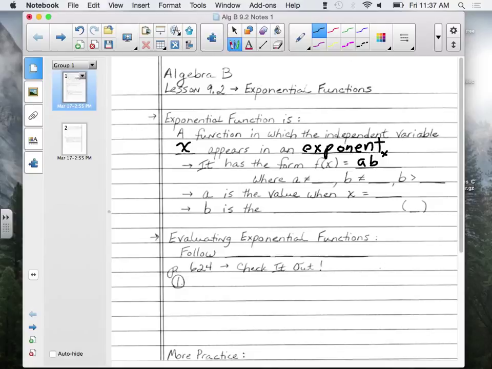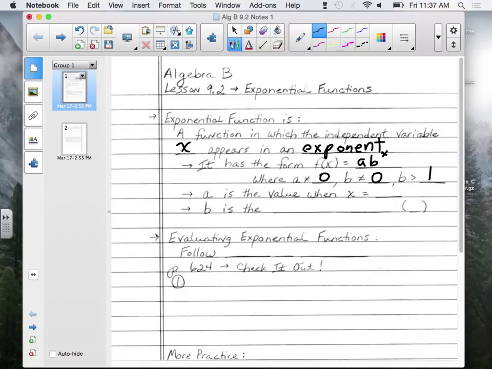What could a not be equal to? 0. Josh says 0. And why would that be? If a were 0, what would we get for an answer? 0. So functions usually have lines that go on forever, right? So if we just get 0 for every single entry that we put, all our line is going to show is just 0. So that's where a cannot equal 0, b can't equal 0, and where b is greater than 1.